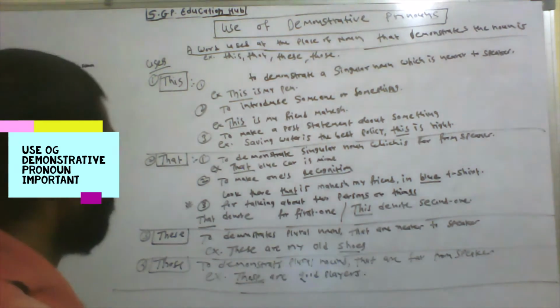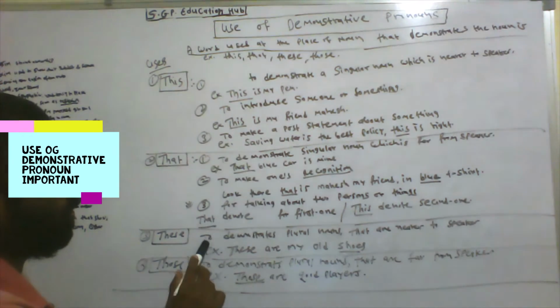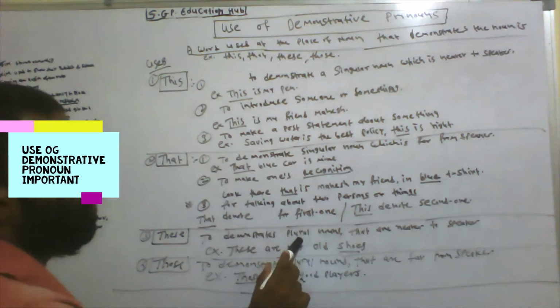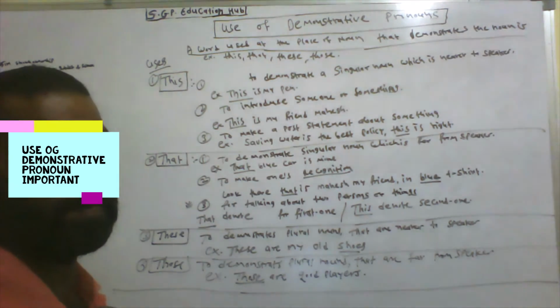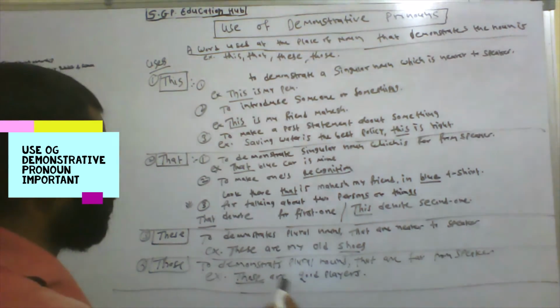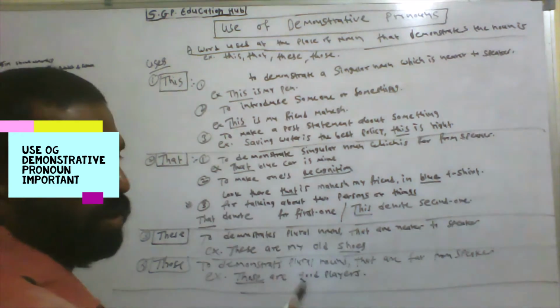Next, these. Use of these is to demonstrate plural nouns that are nearer to the speaker. These are my old shoes.